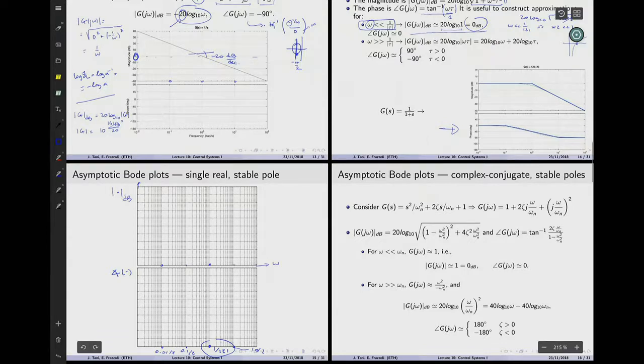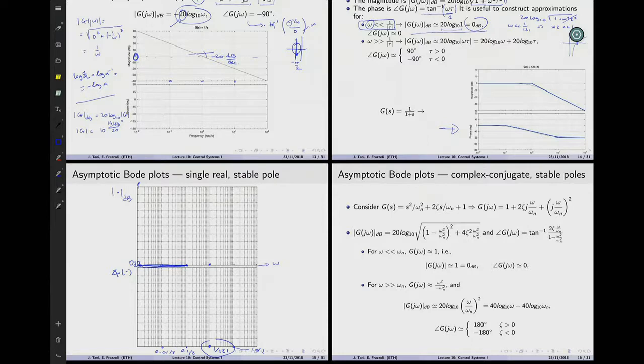We said that the magnitude is 0 dBs when the frequency is much smaller than 1 over tau. So much smaller, we say 1 order of magnitude smaller. It means that, suppose this is 0 dBs, we're going to have this value here of the magnitude up to a frequency that is 0.1 times the breakout frequency, so 0.1 divided by tau.